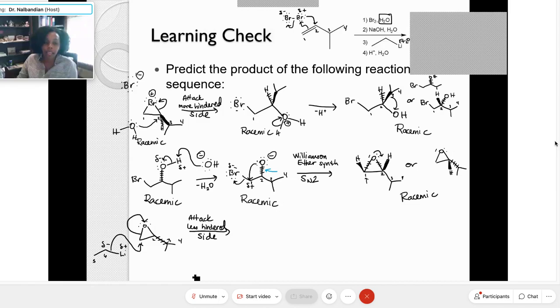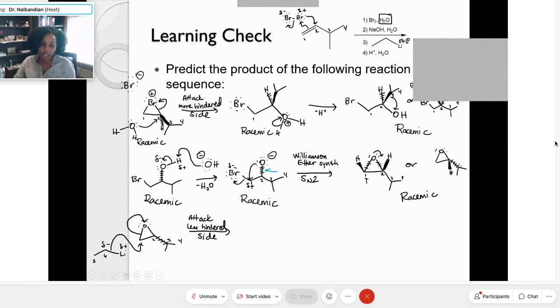Which two carbons are making a bond to one another in this new structure? Please tell me that in the chat. Which two carbons are forming a bond in this product that we're going to get here? I'm forming a bond between carbon what and carbon what? So put those two numbers into the chat, please. Exactly, 6 and 1.